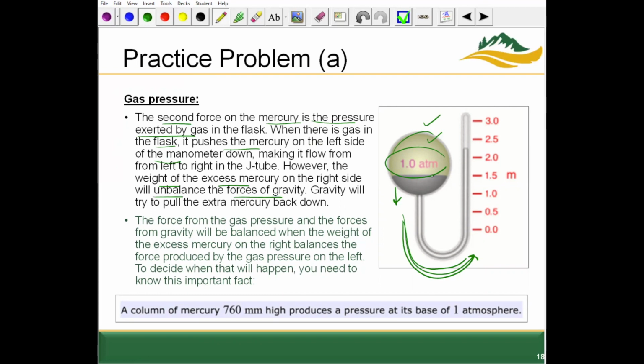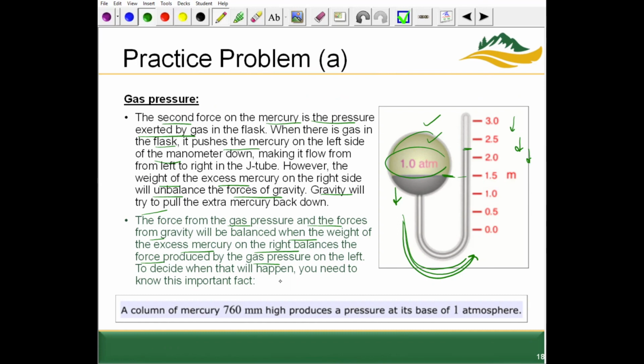So if this gas is exerting pressure on the mercury, no longer do we see these levels be equal. What's going to happen then back on this side is that gravity will try to pull the extra mercury back down this direction to then make those levels of mercury again equal. The force from the gas pressure and the forces from gravity will be balanced when the weight of the excess mercury on the right balances the force produced by the gas pressure on the left.